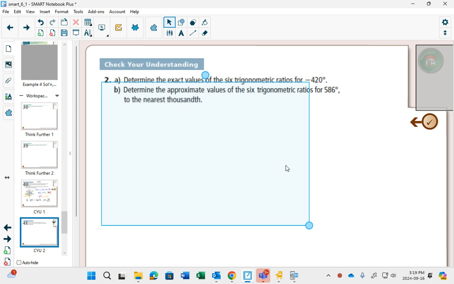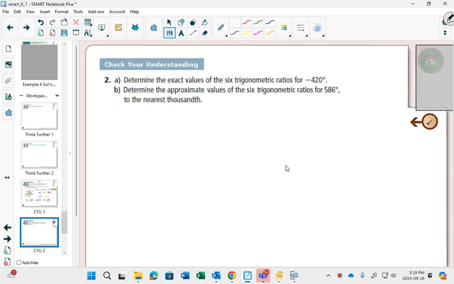Question number 2. We are going to skip 2A for now and just do 2B. To be or not to be. Ooh, that is a good question.